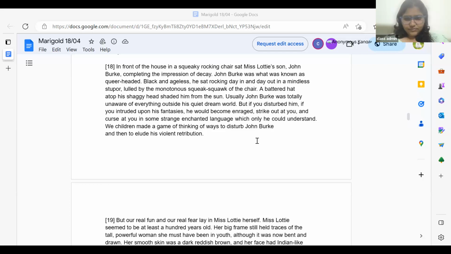okay. In front of the house in a squeaky rocking chair sat Miss Lottie's son, John Burke, completing the impression of decay. John Burke was what was known as queer-headed. Black and ageless, he sat rocking day in and day out in a mindless stupor, lulled by the monotonous squeak squawk of of the chair. A battered hat atop his shaggy head shaded him from the sun. Usually, John Burke was totally unaware of everything outside his quiet dream world. But if you disturbed him, if you intruded upon his fantasies, he would become enraged, strike at you, and curse at you in some strange, enchanted language in which only he could understand. We children made a game of thinking of ways to disturb John Burke and then to elude his violent retribution.